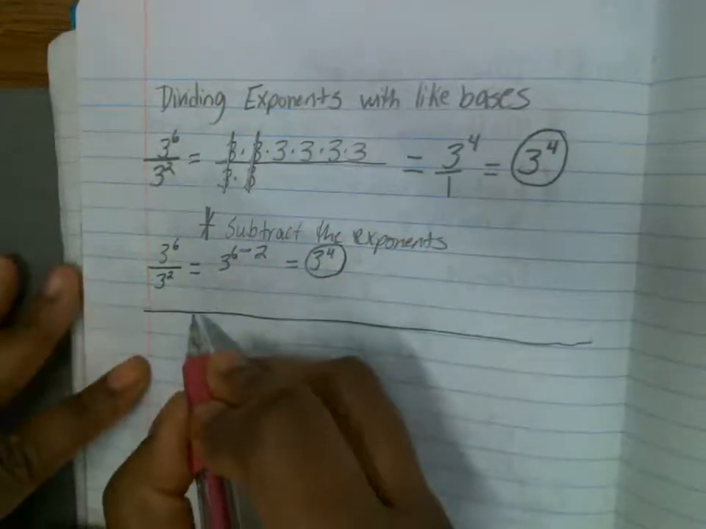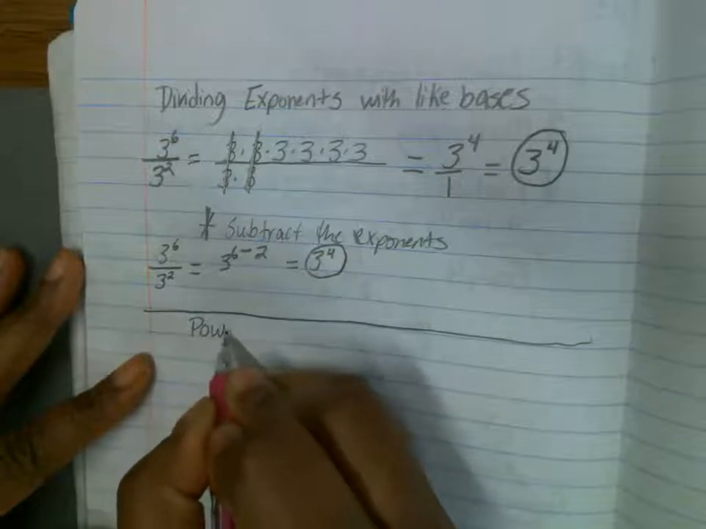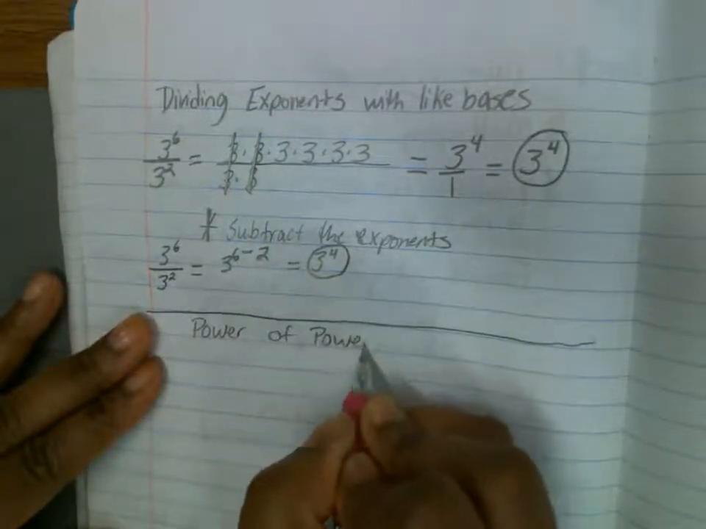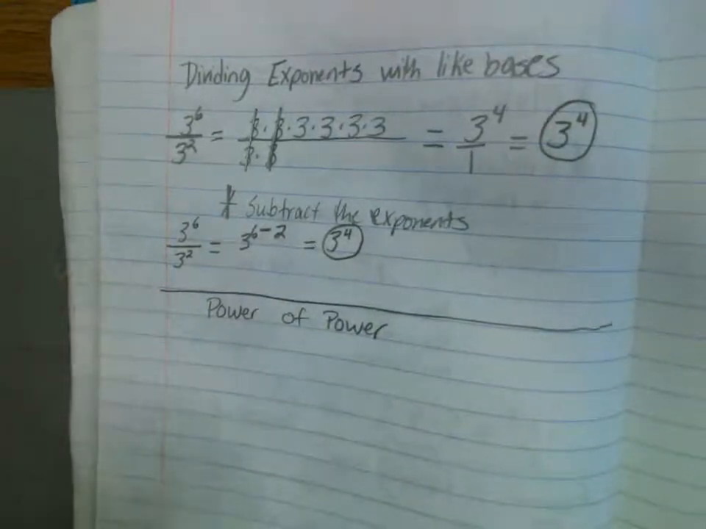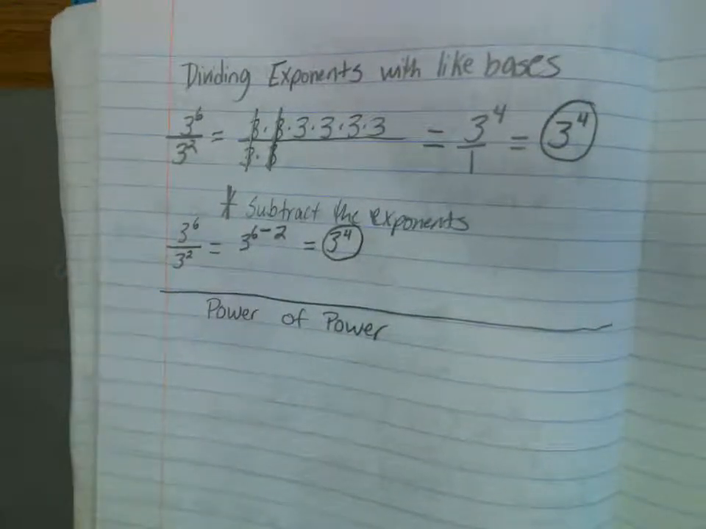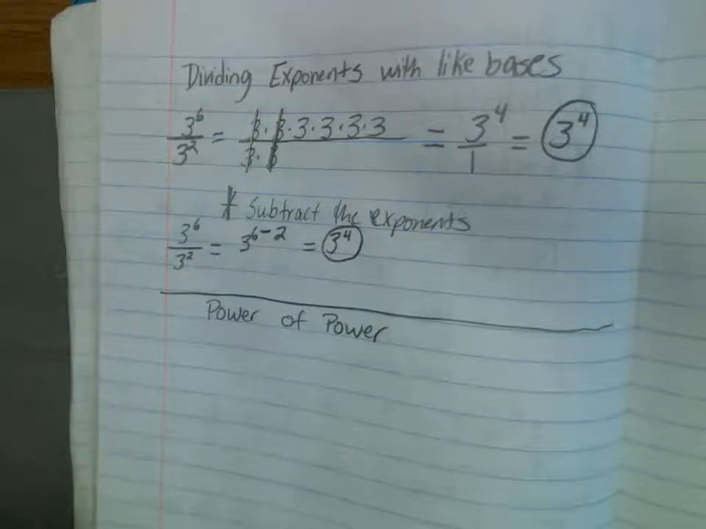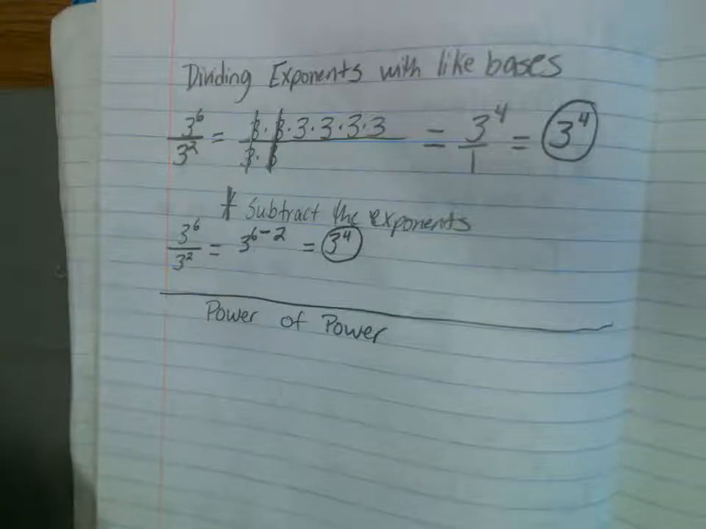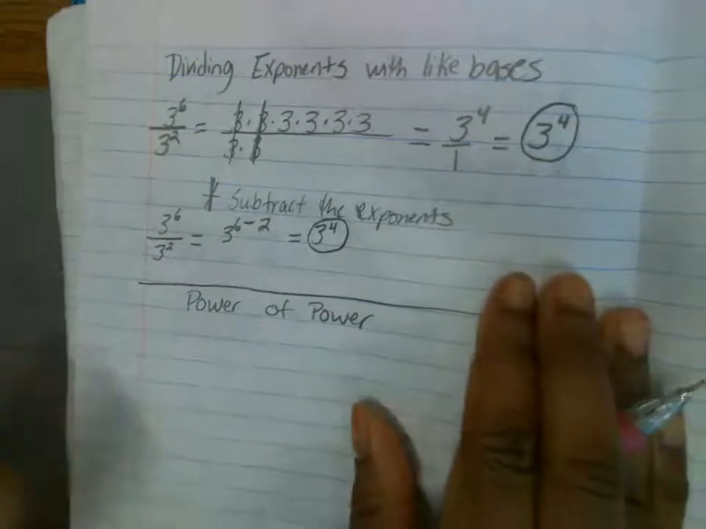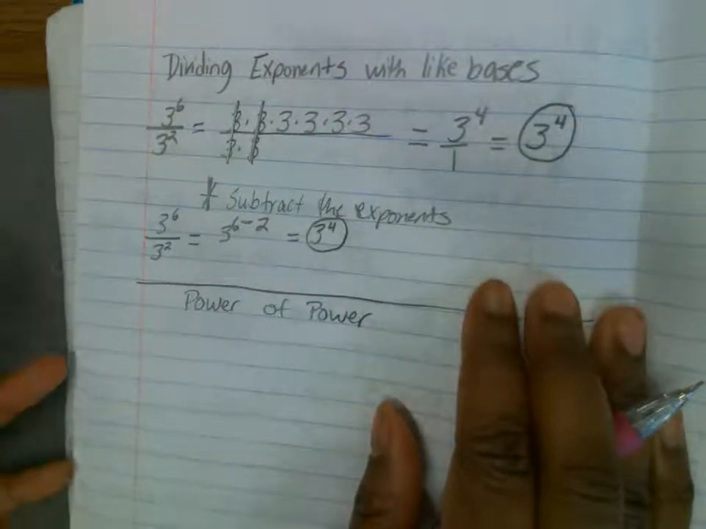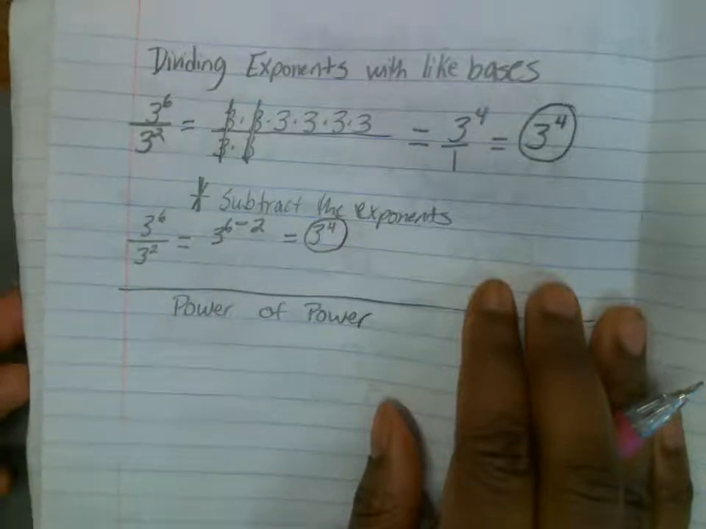Now we have power of a power. That means an exponent that is raised to another exponent. All right. Again, I'm going to do the long way first, and then I'm going to do the shortcut. Kaylin, you okay over there? You good? Okay.